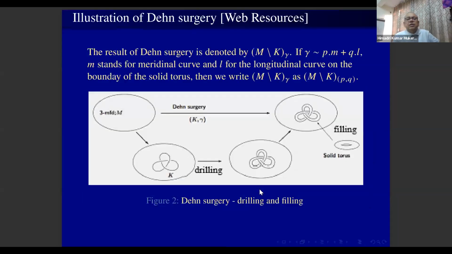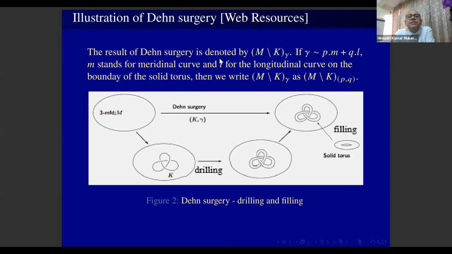So here, I just give an illustration of the Dehn surgery. Suppose this is a three-manifold and this is an embedded knot inside it. Drilling means you draw a tunnel along this knot. So you drill a tunnel along this knot. And then you fit a solid torus in a suitable manner into this. So that will be the result of Dehn surgery.